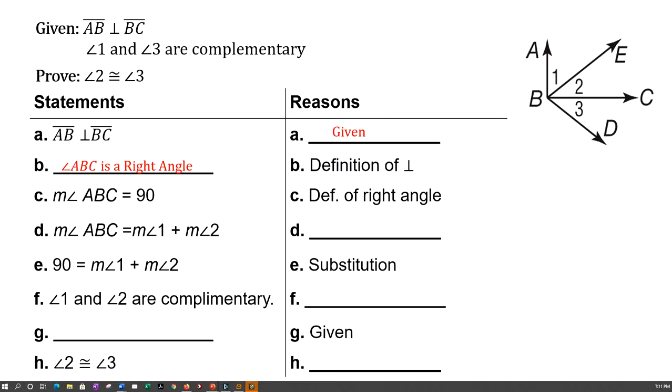We're then told that the measure of angle ABC is going to equal the measure of angle 1 plus the measure of angle 2. That's the angle addition postulate. It's the same thing as the segment addition postulate. So then we're going to substitute in 90 degrees for ABC. So now we know 90 degrees is going to equal the measure of angle 1 plus angle 2. So that tells us then that angle 1 and angle 2 are complementary, which again is the definition of complementary angles.